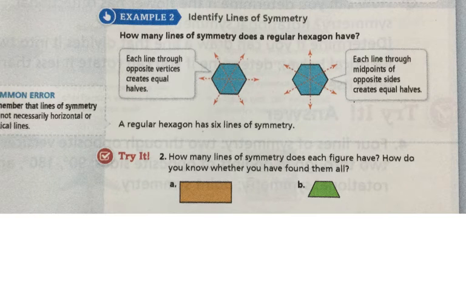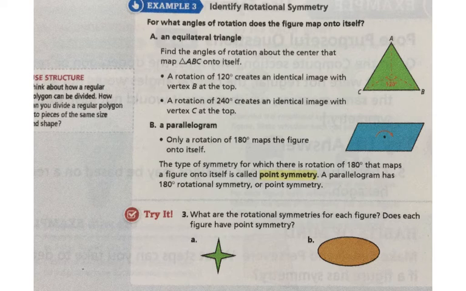Of rotation, does the figure map onto itself? So then we're looking at an equilateral triangle, and then we're looking at a parallelogram. So basically what they're asking is, okay, if I rotate this figure, how many degrees do I have to rotate it before it maps exactly on top of itself? 180. 120. So the parallelogram, let's do that one first. I think that one's easier.